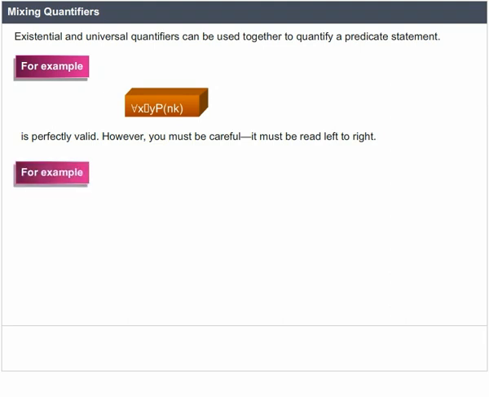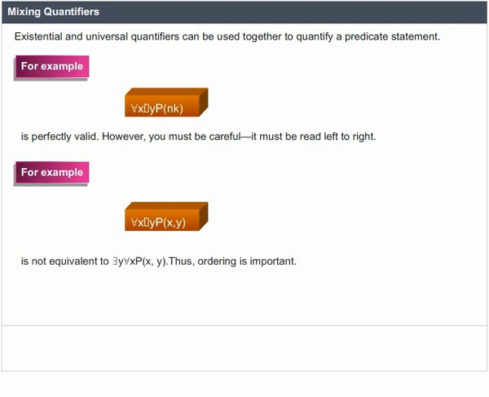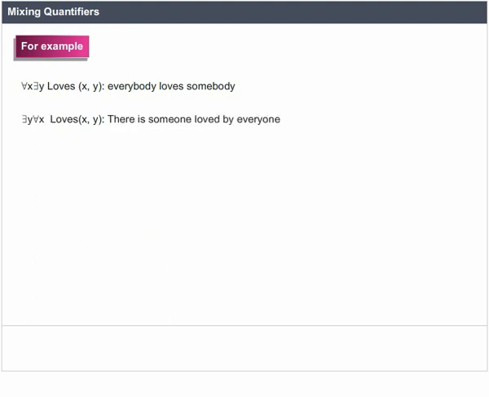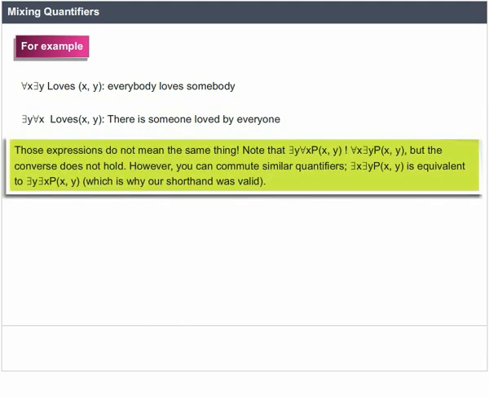For example, for every x, there exists y, P of x comma y is not equivalent to there exists y, for every x, P of x comma y. This ordering is important. For every x, there exists y, loves x comma y: everybody loves somebody. There exists y, for every x, loves x comma y: there is someone loved by everyone. Those expressions do not mean the same thing.